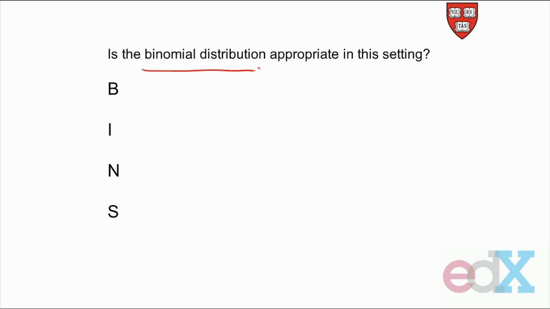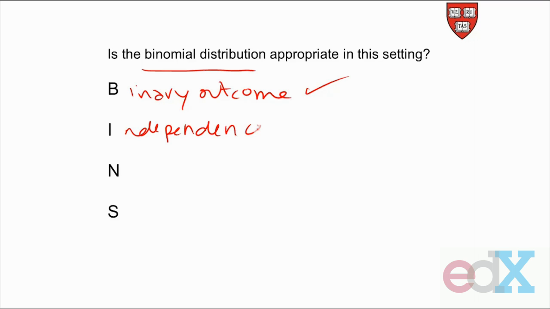In order to answer that question, we need to consider the assumptions of the binomial distribution. First, to use the binomial distribution, we need a binary outcome. Since we're looking at anemia, a woman either has anemia or doesn't have anemia, so we do have a binary outcome in this scenario. The next assumption is we need independence of observations. We've randomly sampled 100 women. Since we used random sampling, it should be true that one woman is independent of another woman. Therefore, we have independence.